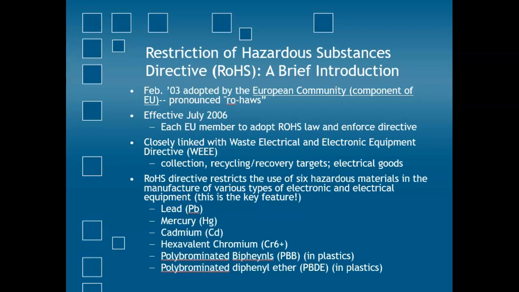So these six hazardous materials are lead, mercury, cadmium, hexavalent chromium, polybrominated biphenyls, which are in plastics, and polybrominated diphenyl ether. So these things are all very hazardous. The idea here is to reduce these hazardous materials in products. Therefore, you have less exposure to people who use the products, and less exposure to people who recycle those products.